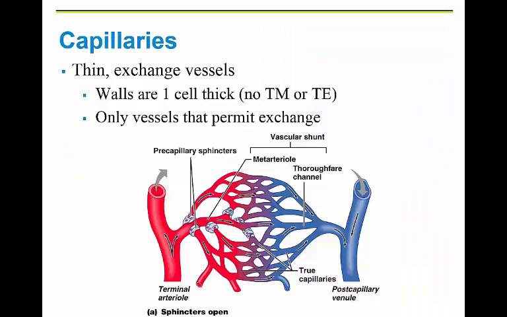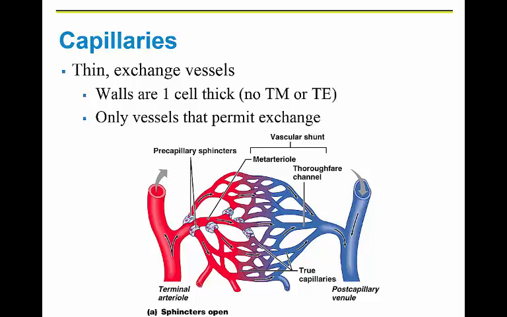That being said, it follows that the capillaries themselves are going to be thin. They're exchange vessels. This is where all the resources are being exchanged. The walls are so thin that they're actually only one cell thick. There's not a tunica media, there's not a tunica externa. Okay? And only these capillary beds are going to permit the exchanging of resources.